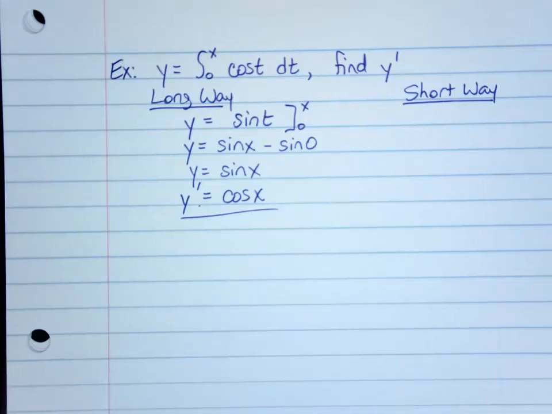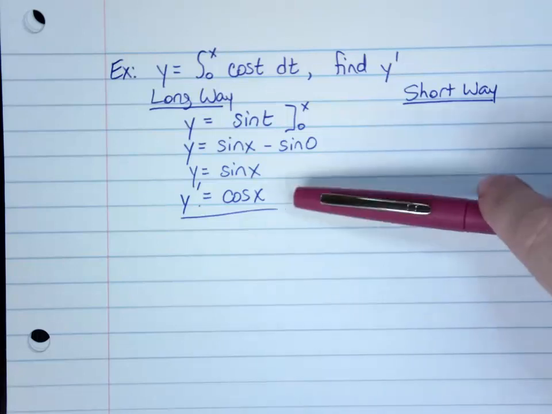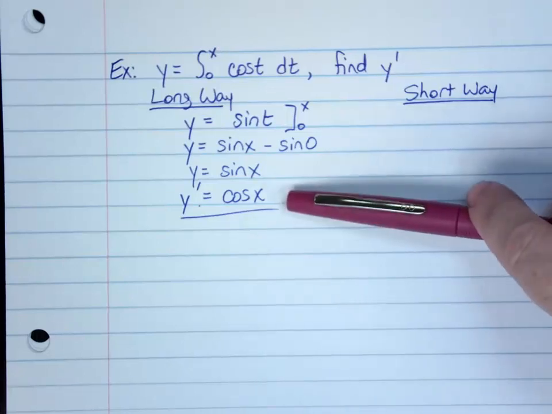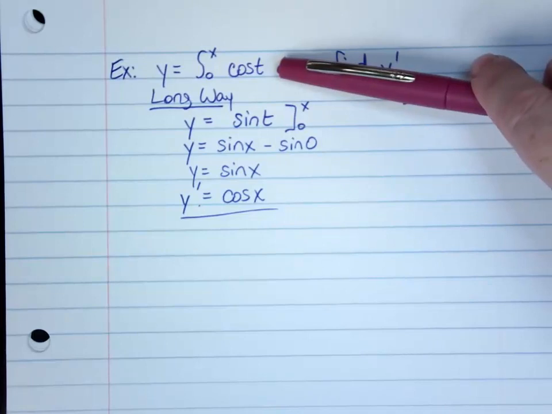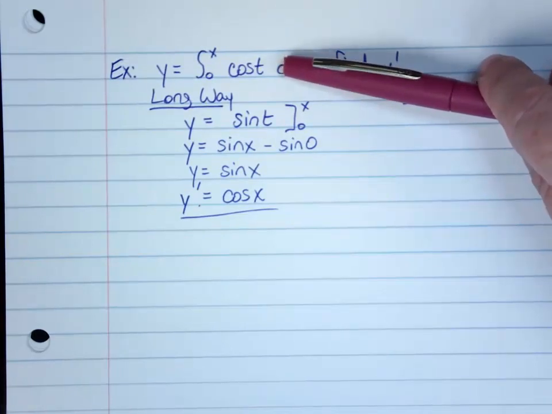I'm going to wait just a second, let you copy all that down because I'm about to cover it up for a second. How do the answer and what's inside the integral compare? They are exactly the same except what has changed? The t and the x.